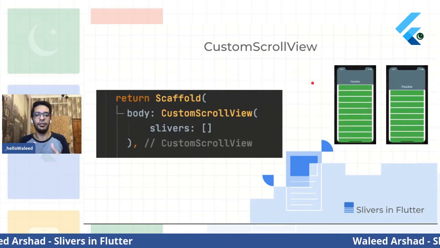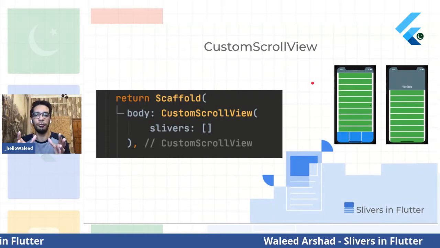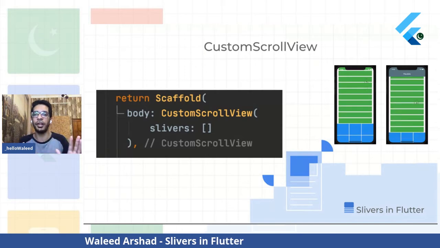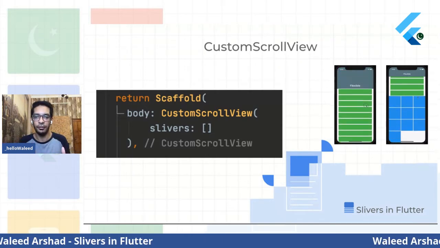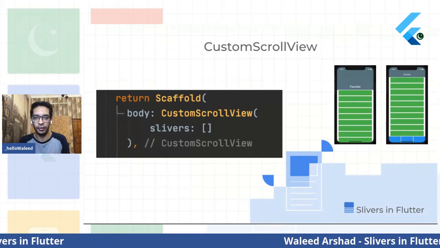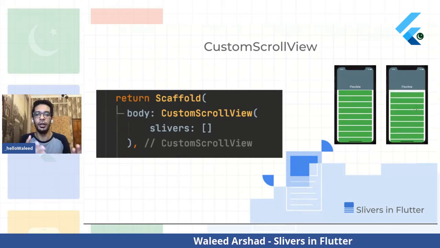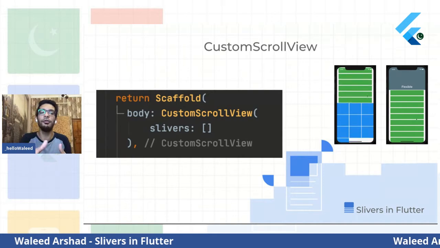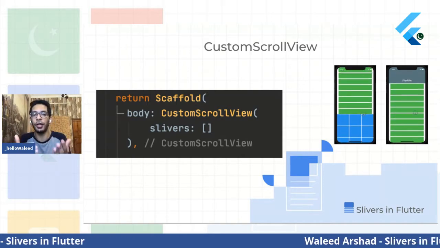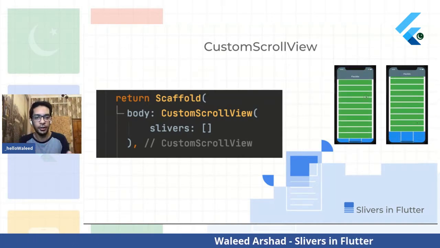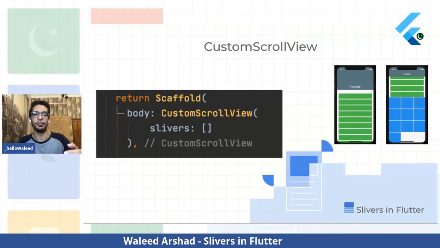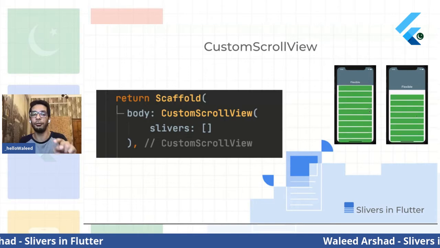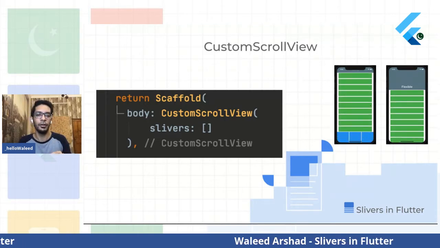Always remember, slivers need to be put in a custom scroll view. Custom scroll view is just like any other widget with children that you use in your daily life, like column or list view. The only difference is that list views, static list views and columns have children, while custom scroll view has slivers. So all of the children in a custom scroll view need to be of sliver type.